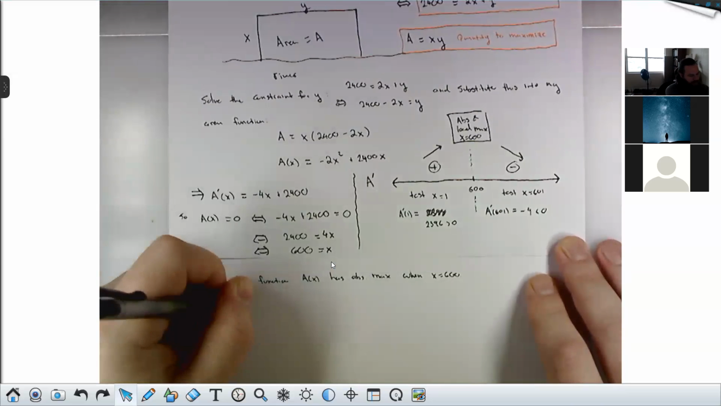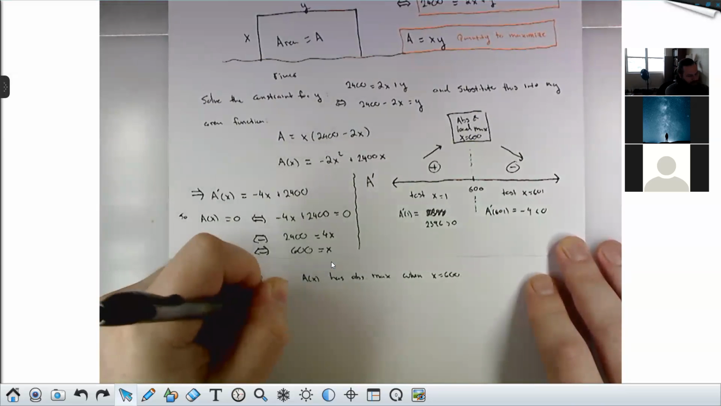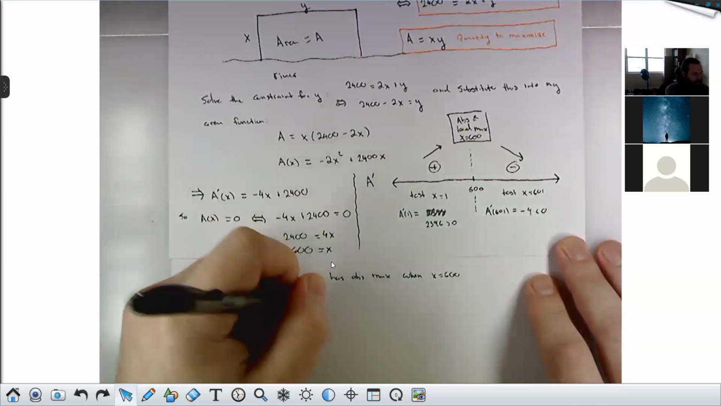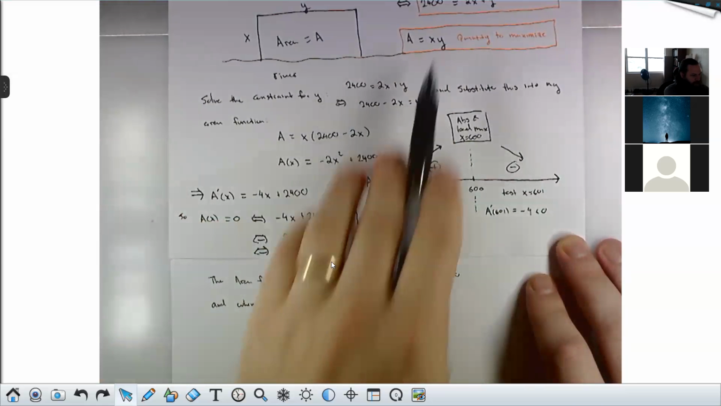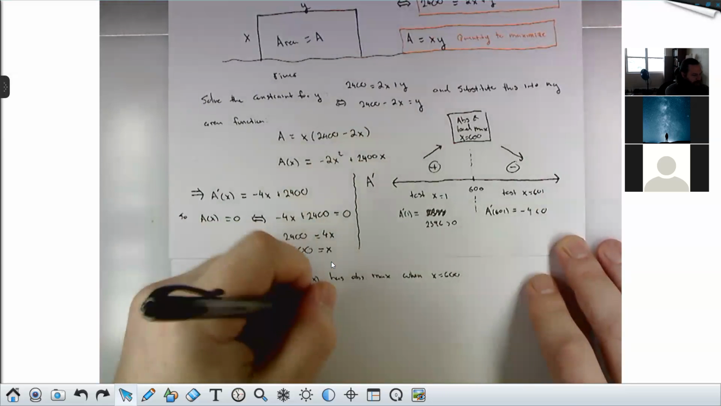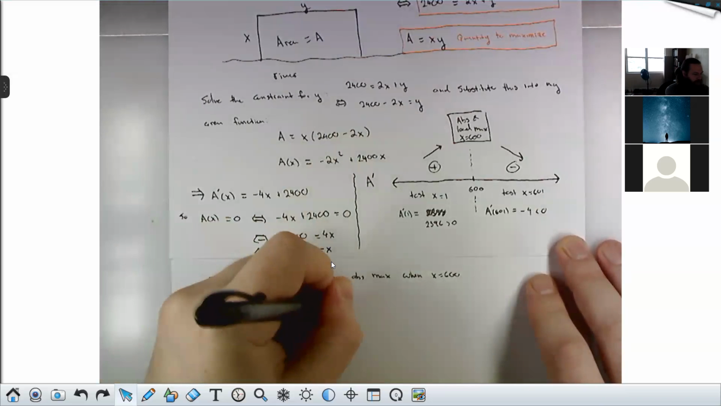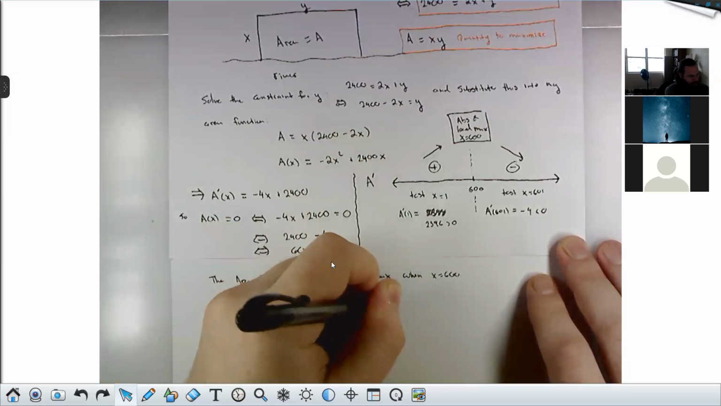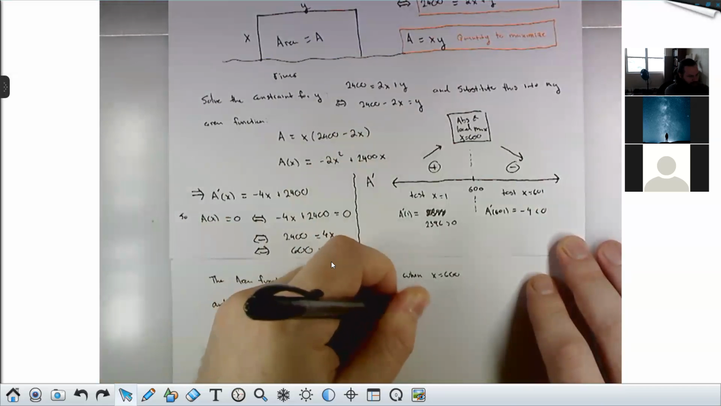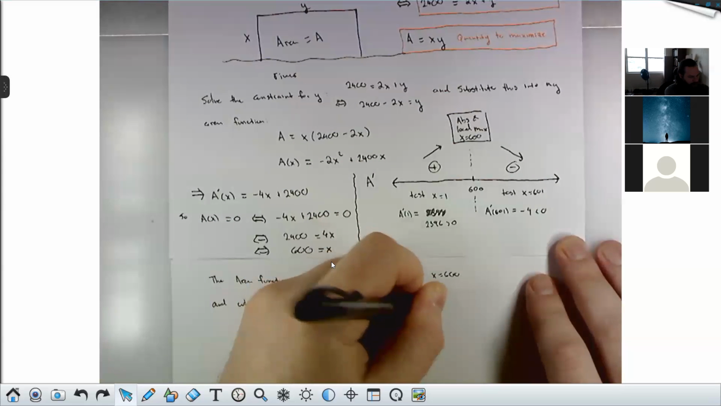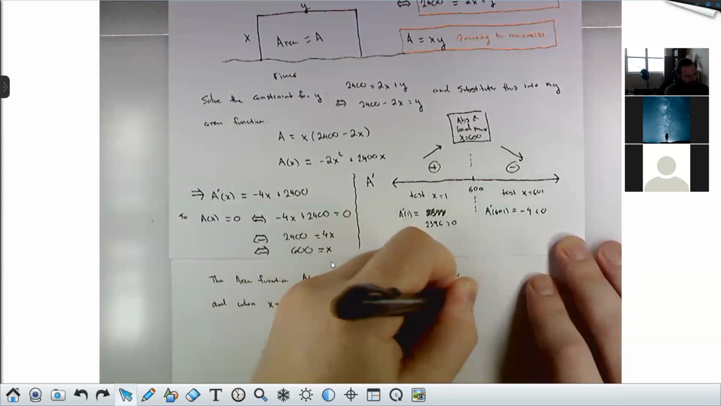And when x is equal to 600, we know that 2400 is equal to 2x plus y. So we have 2400 is equal to 2 times 600 plus y.